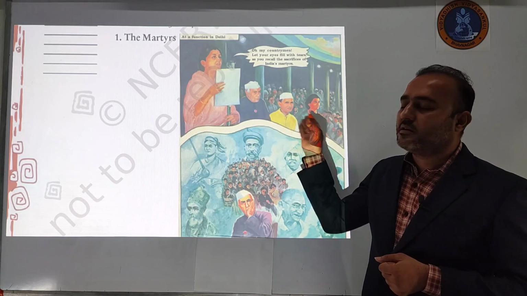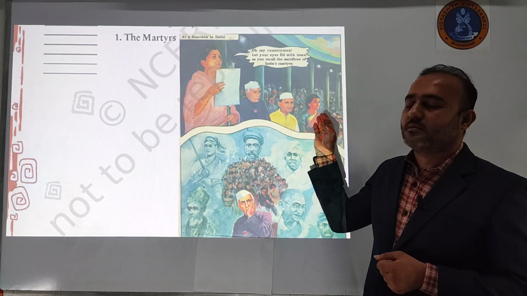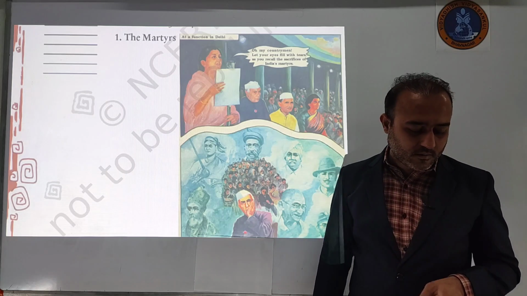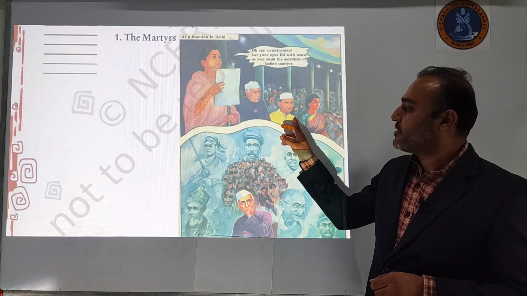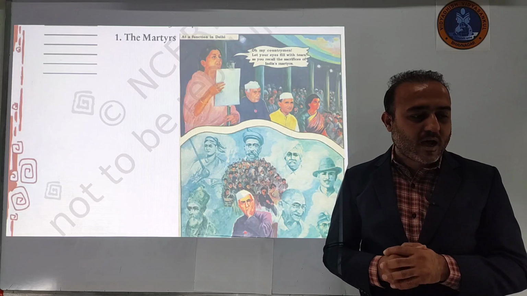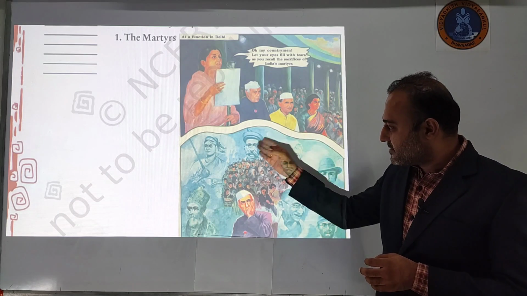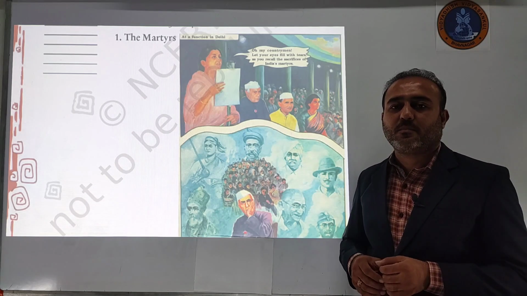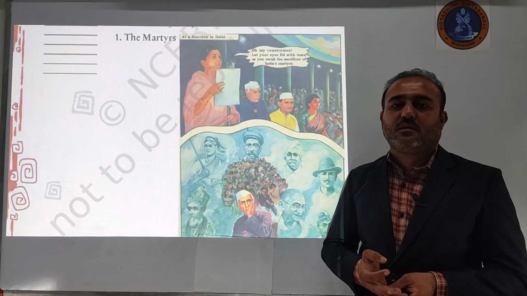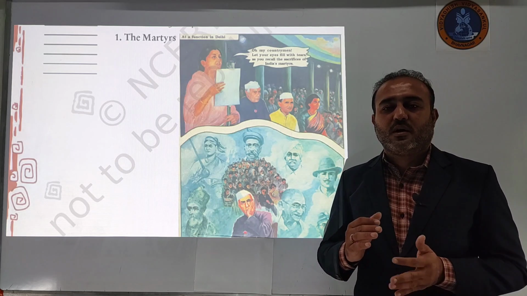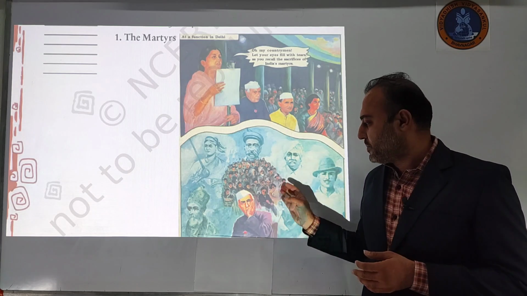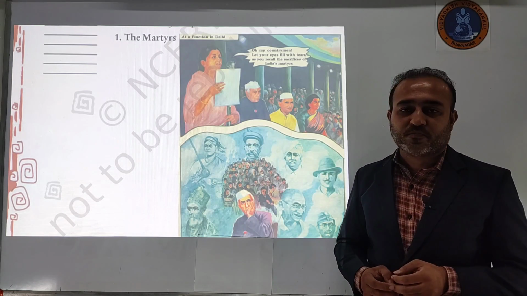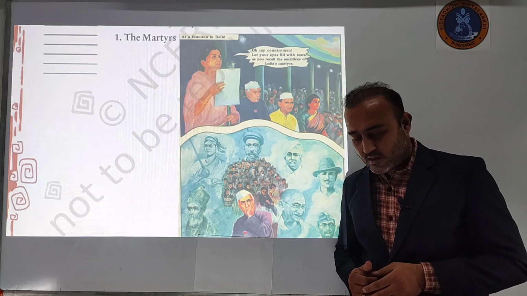Here you can see three different people sitting over here. Indira Gandhi, then Jawaharlal Nehru is also there, and along with him there is Lal Bahadur Shastri. Here you can see the picture where the martyrs of India could be seen, the people who sacrificed their life for the sake of the country, to give our country freedom. These people gave away their lives, so they are known as the martyrs.